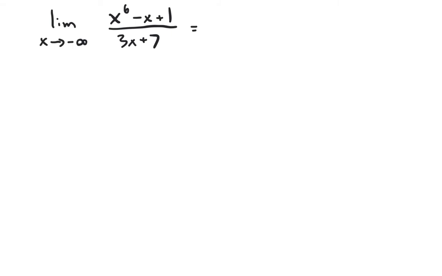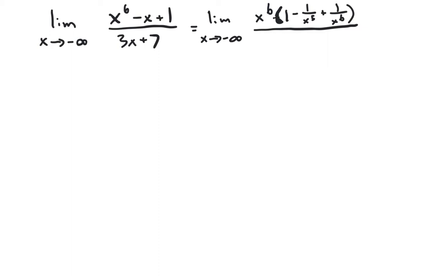So again, I'm going to take out the highest power of x in the numerator and denominator, but I'm going to have to be a little bit careful here. So the highest power is x to the 6th. So this is going to be 1 minus 1 over x to the 5th plus 1 over x to the 6th over, and I'll take out the highest power of x in the denominator now, which is just 1. So we get x to the 1, and we're going to get 3 plus 7 over x.